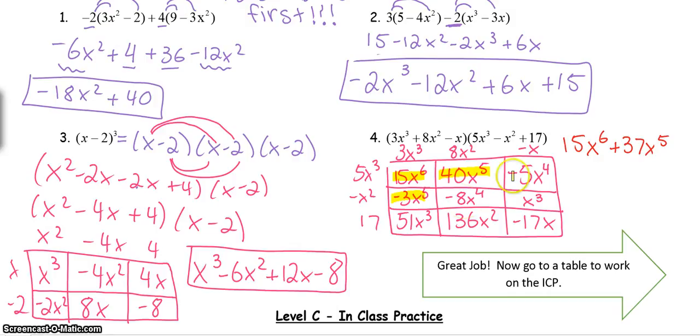Then I've got negative 5x to the 4th and negative 8x to the 4th. So that's going to be minus 13x to the 4th. Then I've got an x to the 3rd and a 51x to the 3rd. So that would be plus 52x to the 3rd. Then I've got a 136x squared that doesn't have a partner. And I've got a negative 17x, which also doesn't have a partner.